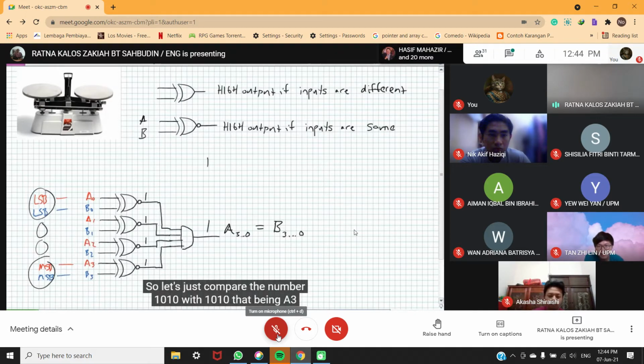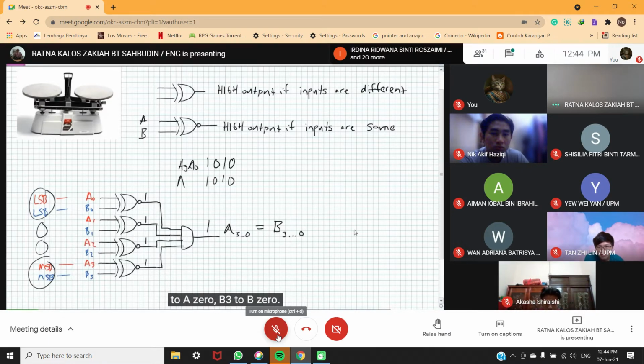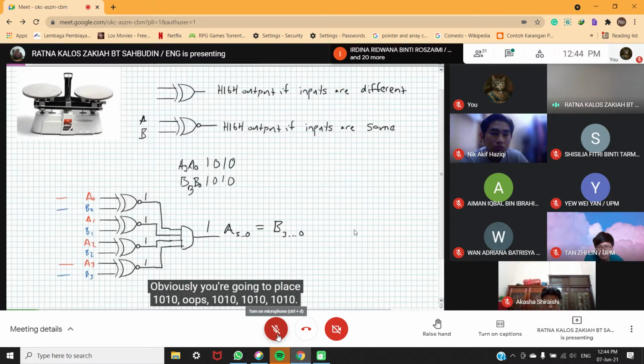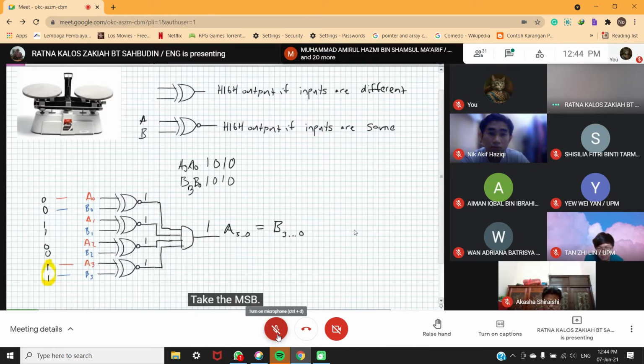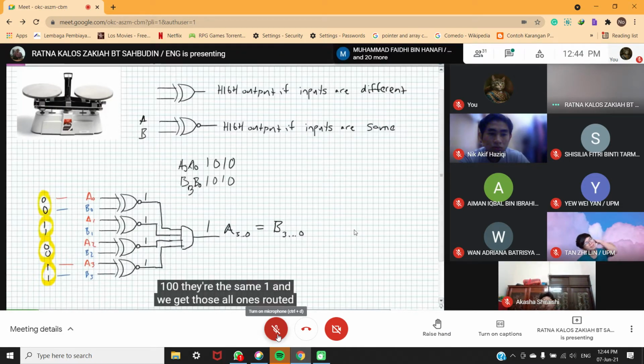So let's just compare the number 1010 with 1010, that being A3 to A0, B3 to B0. Obviously, you're going to place 1 0, 1 0, 1 0, 1 0. Take the MSB, they're the same, it's a 1. 0 0, they're the same, it's a 1. 1 1, they're the same, 1. 0 0, the same, 1. We get those all ones routed to that single AND gate at the end, and obviously they're equal.